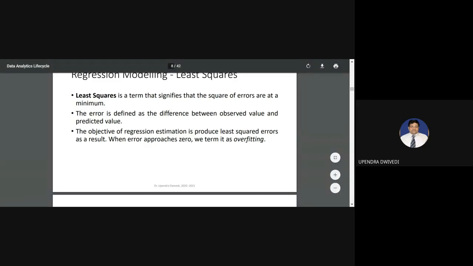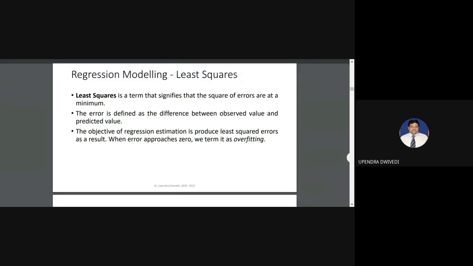The error is defined as the difference between the observed variable and the predicted variable. You can find that there is some difference between the observed value and the predicted value, and based on that difference, we call it error. Now we have to take the square of error. The objective of regression estimation is to produce the least squared error as a result. When error approaches zero, it determines accuracy. So our task here is to minimize the square error to zero as much as possible.